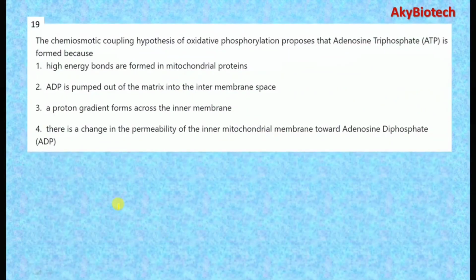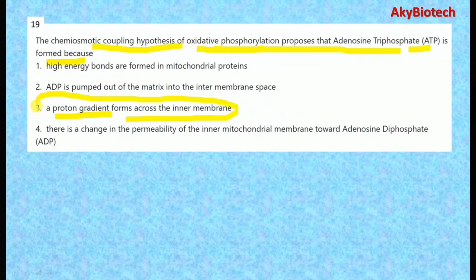Number 19. The chemiosmotic coupling hypothesis of oxidative phosphorylation proposes that adenosine triphosphate is formed because, the correct one is, in the electron transport chain, that is the oxidative phosphorylation process, ATP is formed because of a proton gradient that forms across the inner membrane. So ATP is finally formed due to the proton gradient.